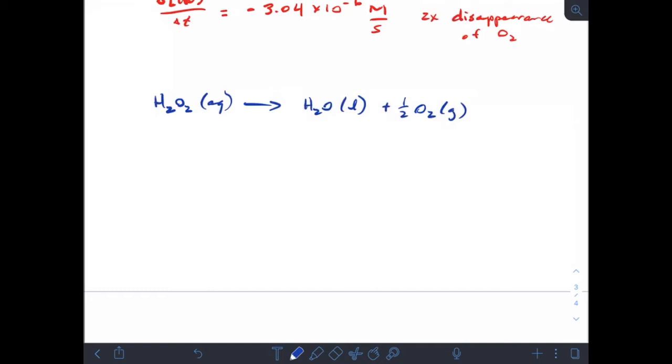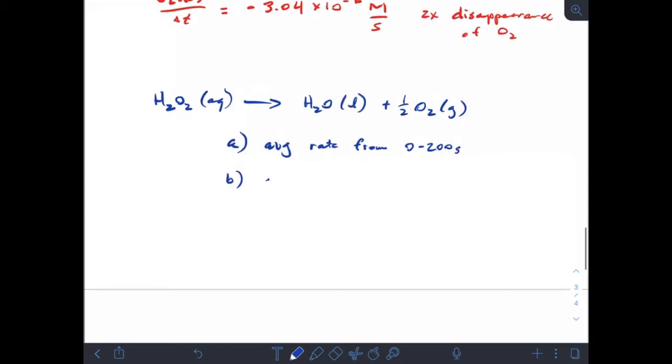So let's talk about the average rate from 0 to 200 seconds. Okay, so how does this reaction progress for 200 seconds? And then we're going to look at it again, talk about the average rate between 200 and 400.